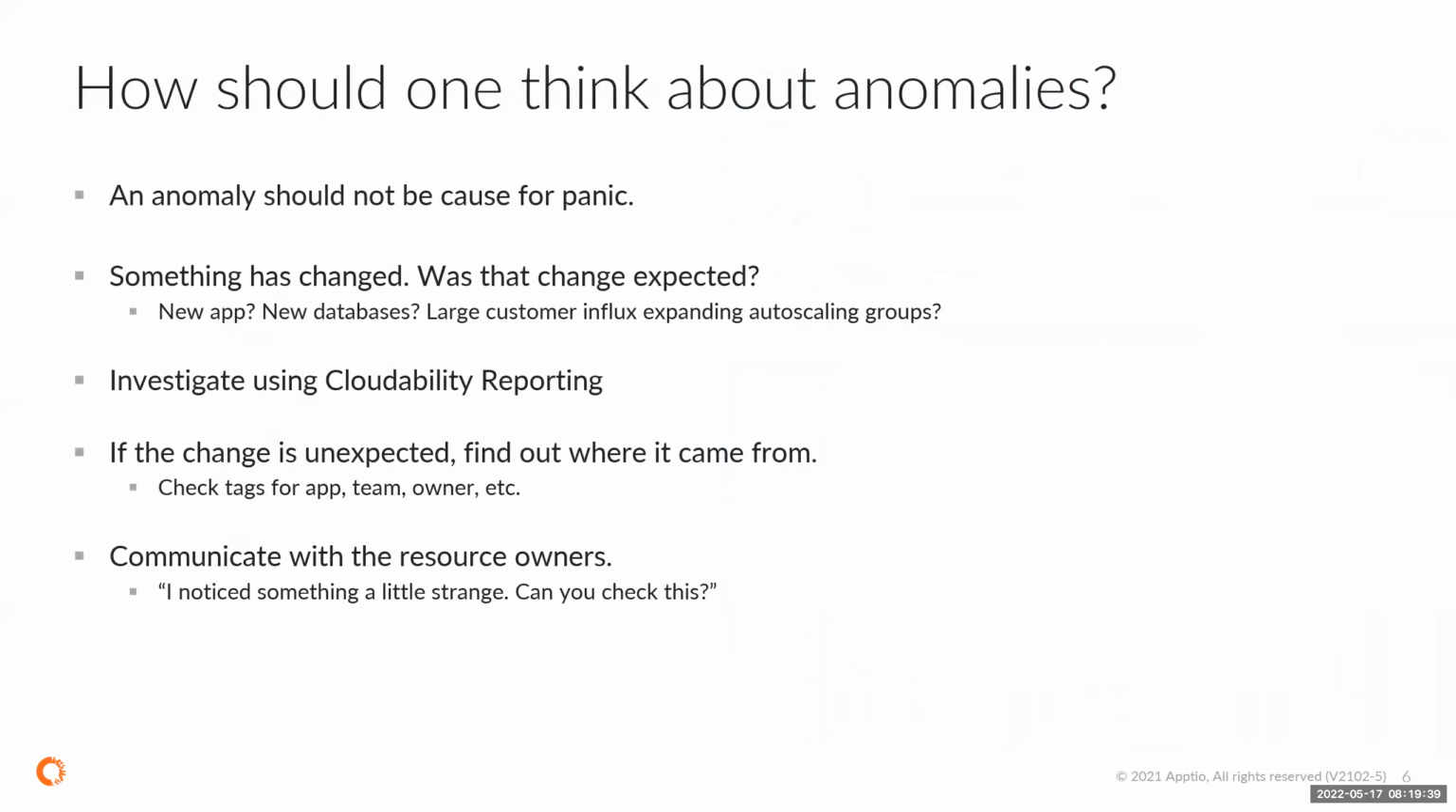All right. So as a FinOps person, this is really how I implore people to think about anomalies, right? An anomaly should not be cause for panic. It's an opportunity for us to say, something has changed. Was that change expected? Maybe there's a new app, a new database, maybe there's a large customer influx that caused auto scaling groups to spin up, right?